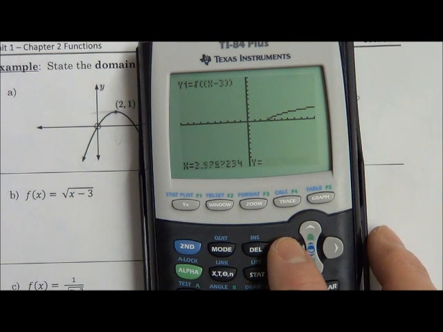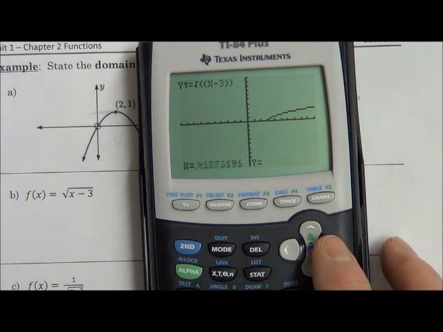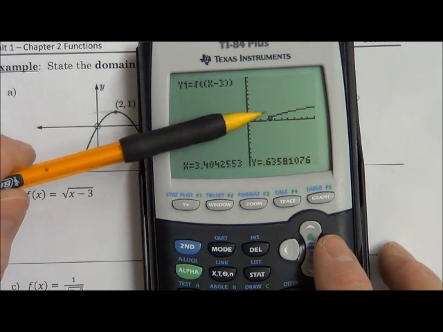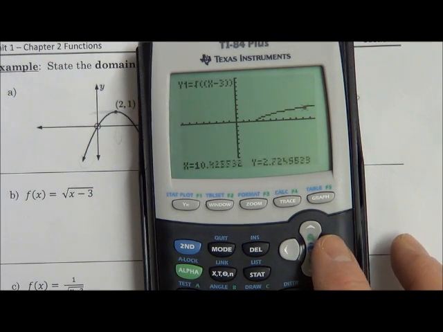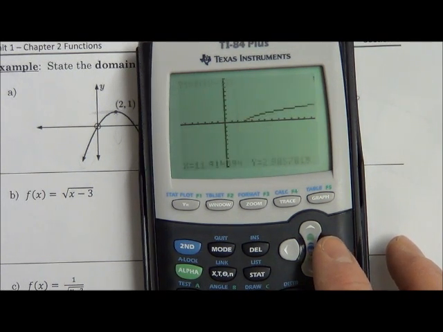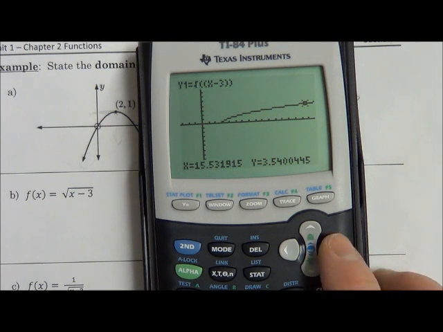Okay, so the cursor started at 0, 0, and there was no y value there. So when I hit to the right, when it got up to 3 eventually, then the cursor appeared, and now it's showing the y values. Okay, so I can go along here. I don't know if I will be able to scroll along. Okay, so the curve scrolls with it. So I can just keep scrolling here. So it's going to go on for a long, long way.